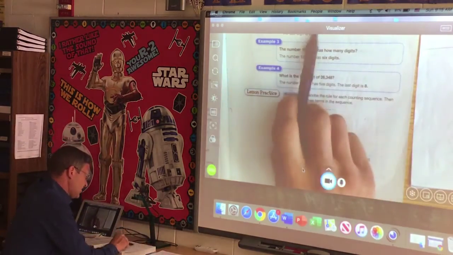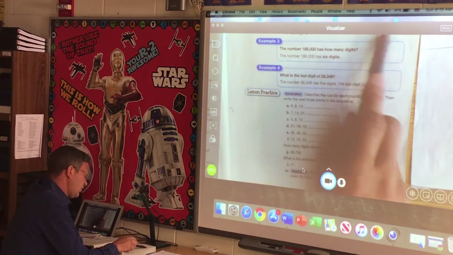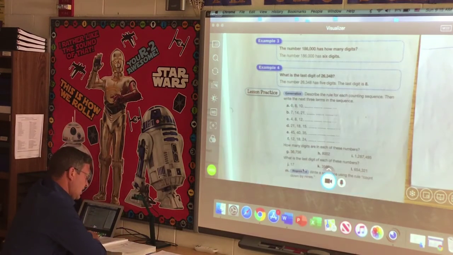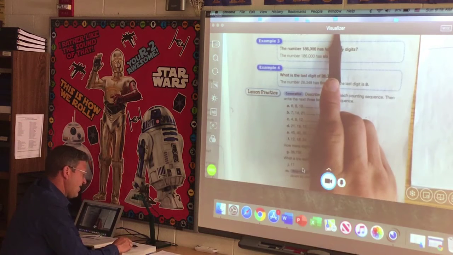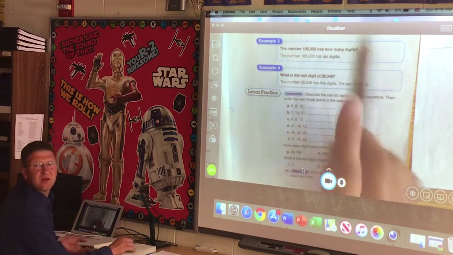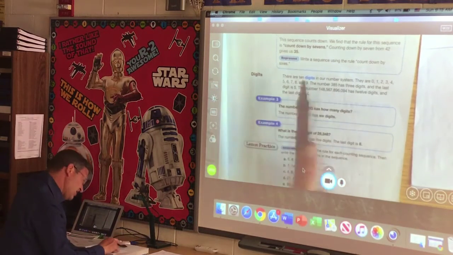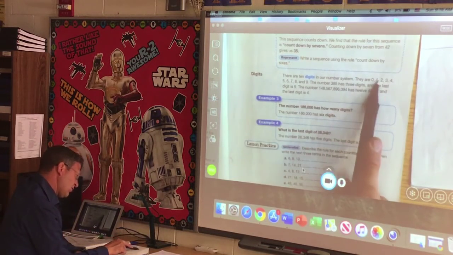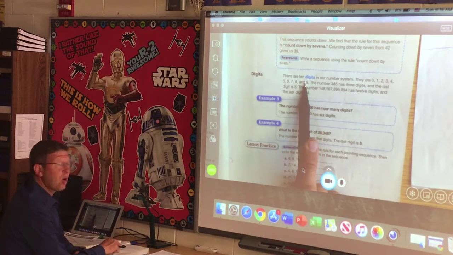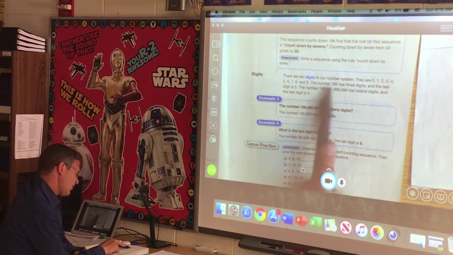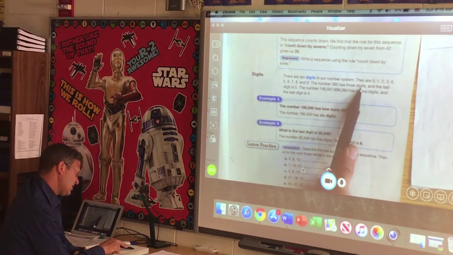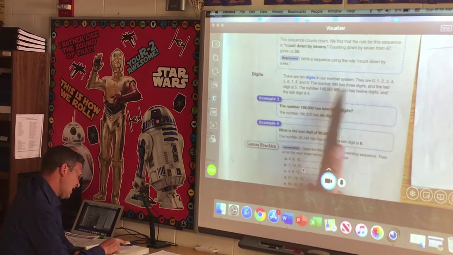It talks about digits. In our number system, they are 1, 2, 3, 4, 5, 6, 7, 8, 9. Okay? The number 385 has 3 digits, a 3, an 8, and a 5. That's 3 of them. Sorry. Let me try again. Our number system has digits, 0 through 9. They're all 1 digit. The number 385 has 3 digits. Okay, it has a 3, an 8, and a 5.